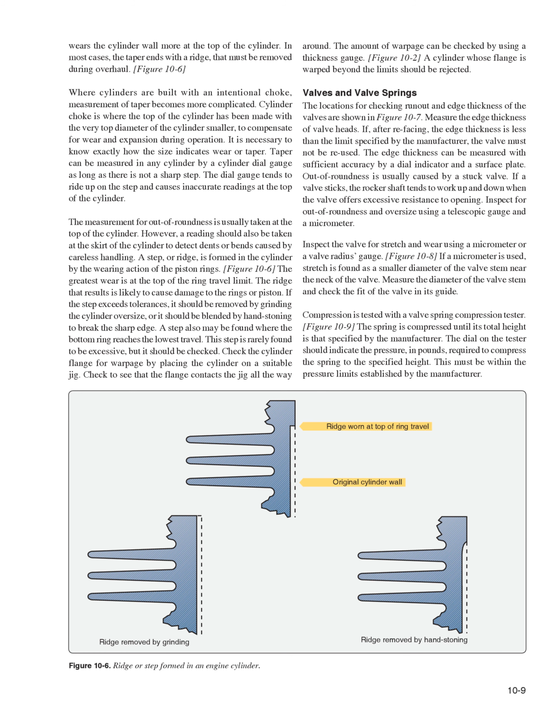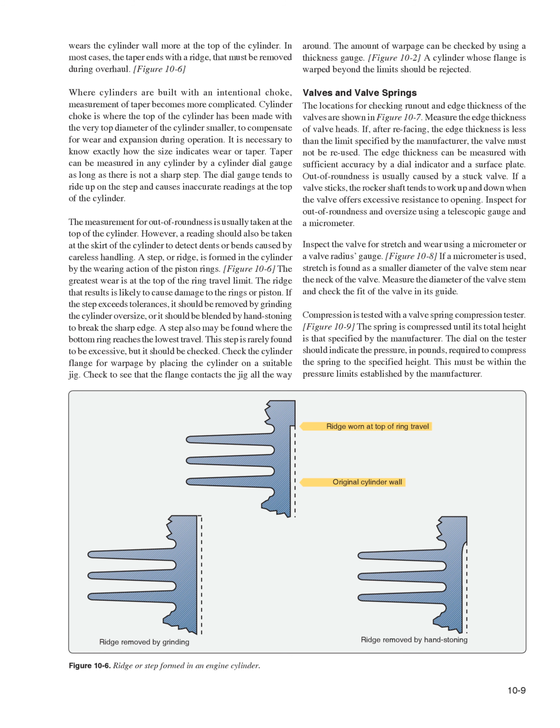Taper can be measured in any cylinder by a cylinder dial gauge as long as there is not a sharp step. The dial gauge tends to ride up on the step and causes inaccurate readings at the top of the cylinder. The measurement for out of roundness is usually taken at the top of the cylinder. However, a reading should also be taken at the skirt of the cylinder to detect dents or bends caused by careless handling. A step, or ridge, is formed in the cylinder by the wearing action of the piston rings.